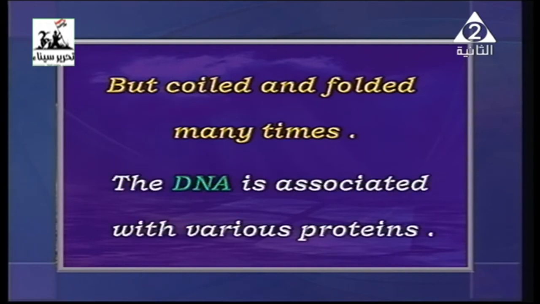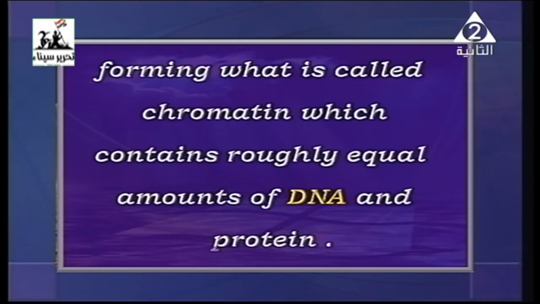The DNA is also associated, connected, and linked with various types of proteins. Each one of them has its own function. Forming what? They form something called chromatin. So we have the chromosomes, which appear during cell division, and after that they are combined with various proteins. Each one of them has its own function. They form something called chromatin.